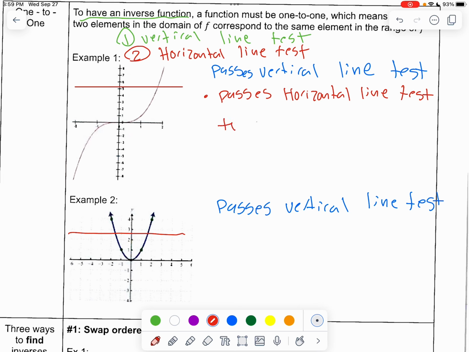So thus example 1 is 1-to-1. So it has an inverse.